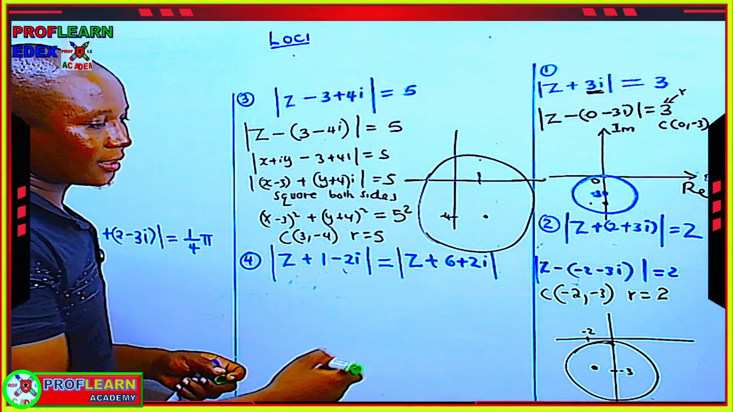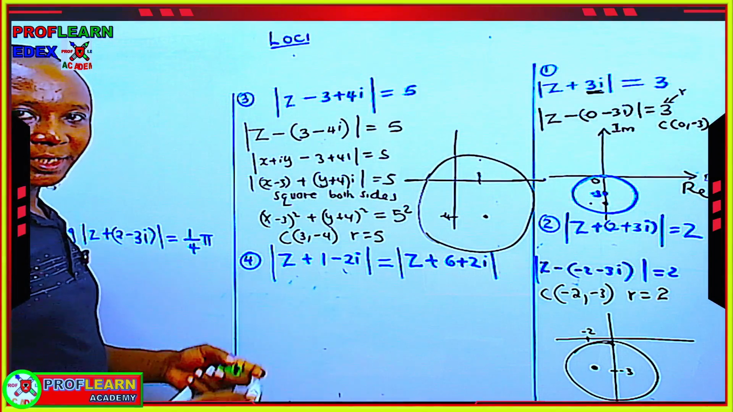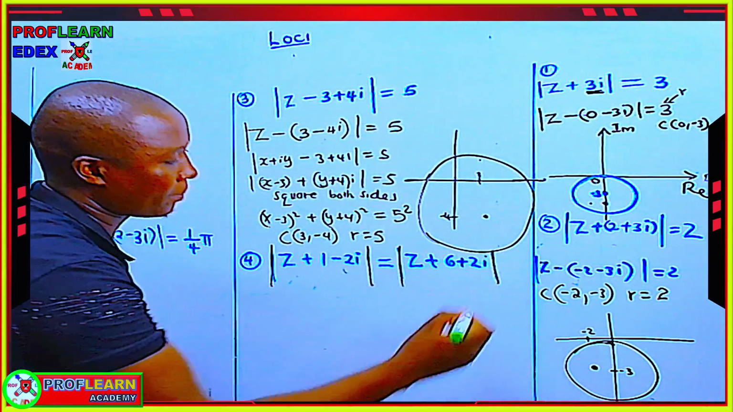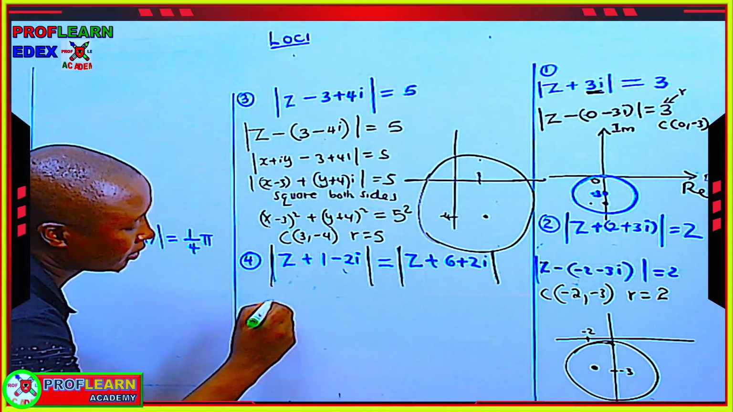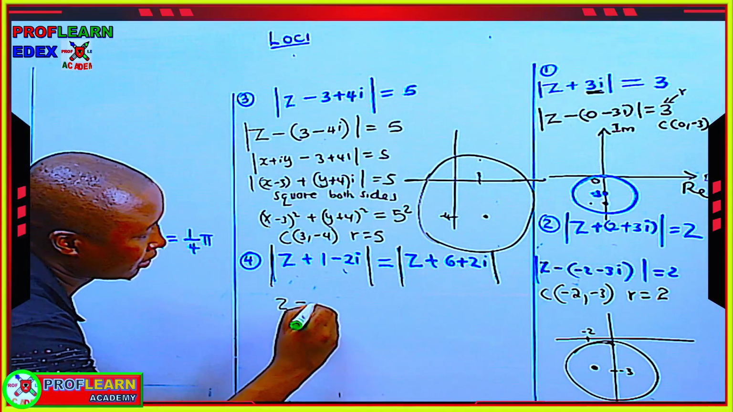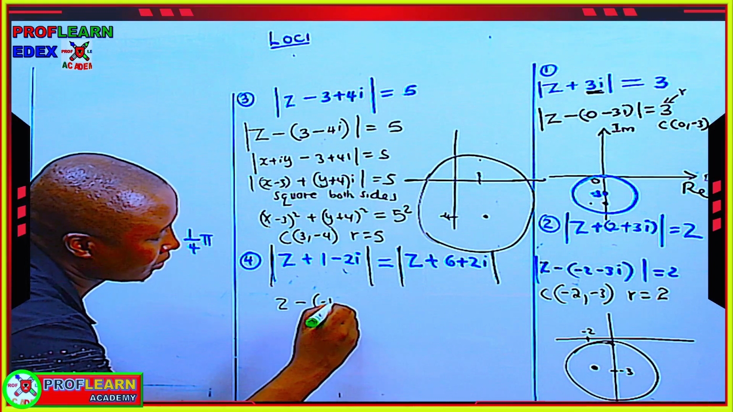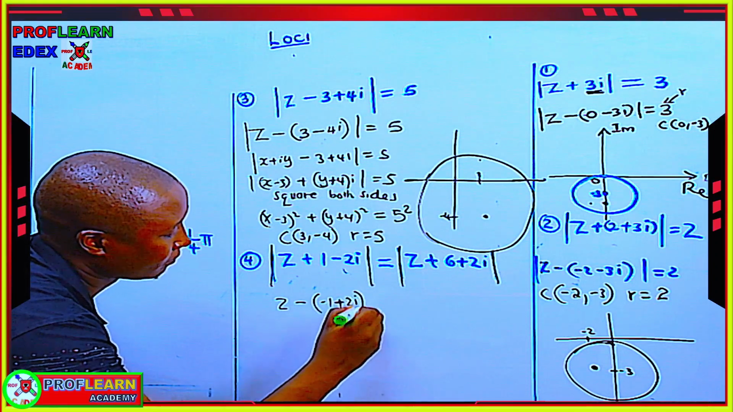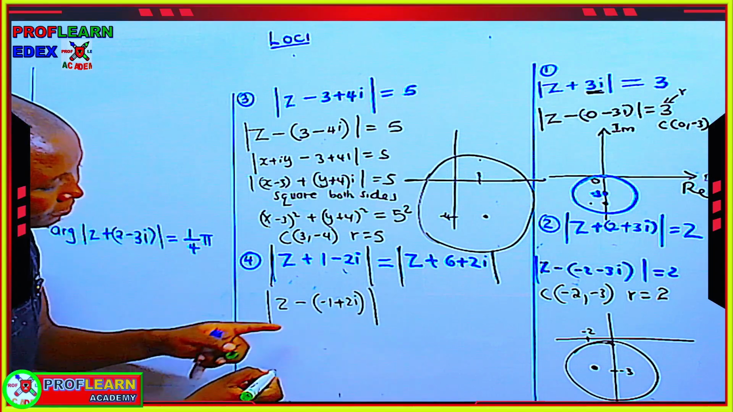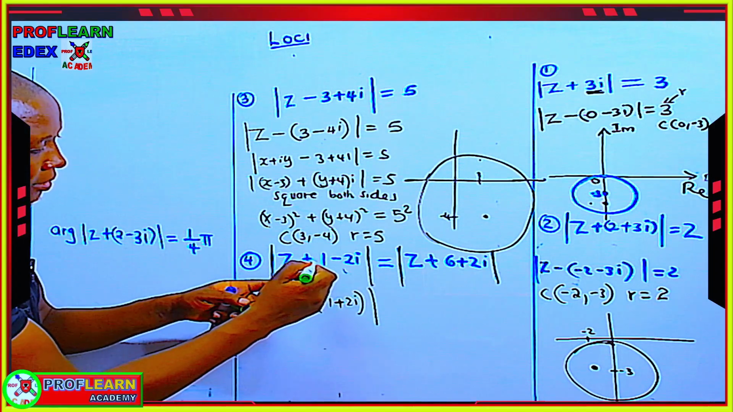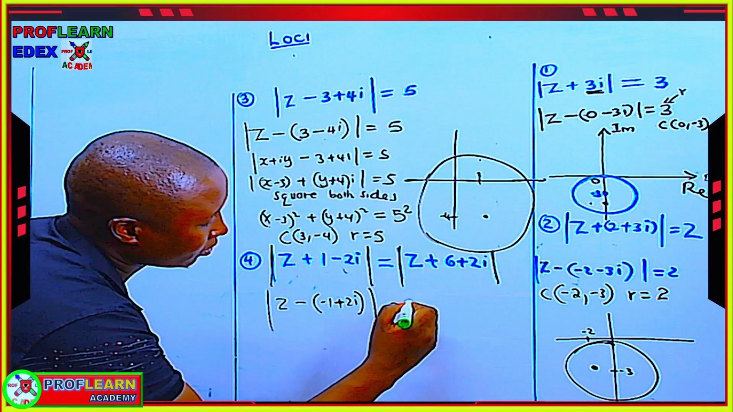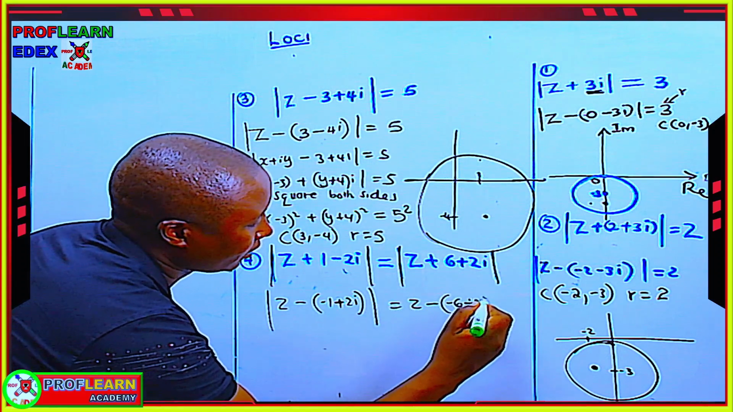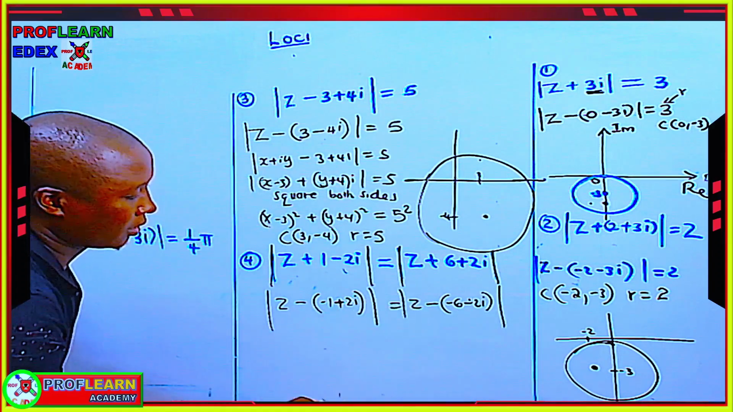This one represents a perpendicular bisector locus. When you have modulus on both sides like that, it's a perpendicular bisector locus. So this is actually z minus (negative 1 plus 2i). In standard form, I'm writing standard form because it has to have a minus here. So it is equal to z minus (negative 6 minus 2i) as well there, right?